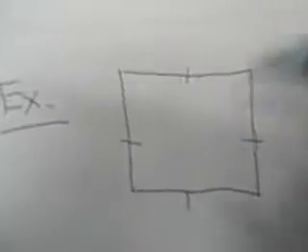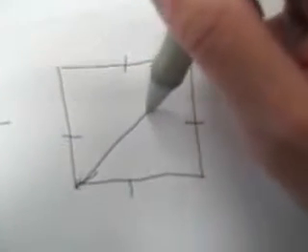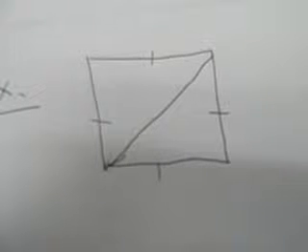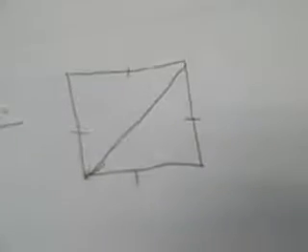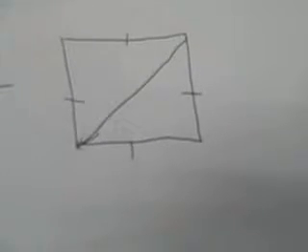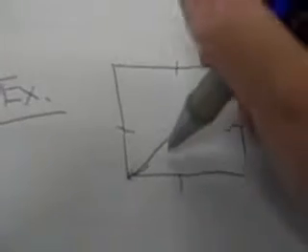Okay, our last example. Here we have a square, and what I've drawn is the diagonal of the square. Do you think that the diagonal of a square would create a 30, 60, 90 triangle or a 45, 45, 90 triangle? If you answered 45, 45, 90, you are correct.